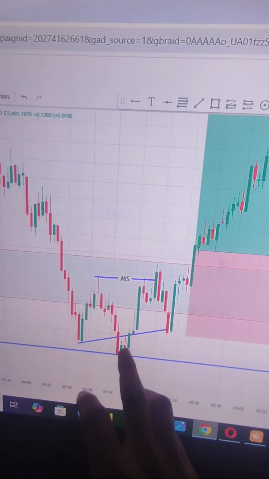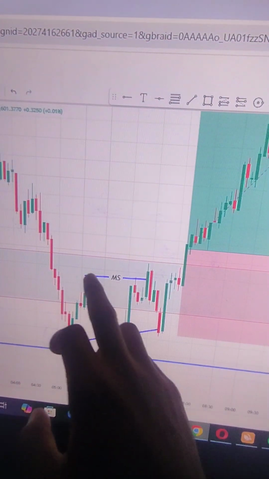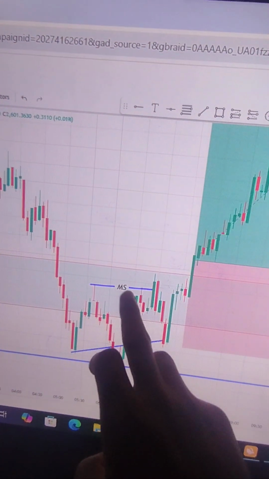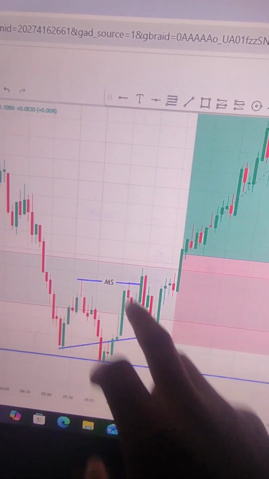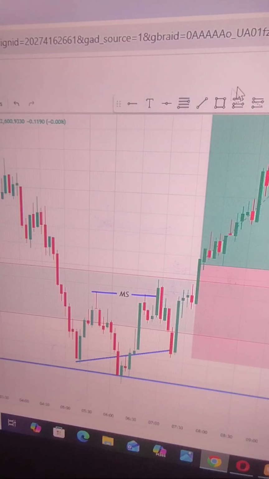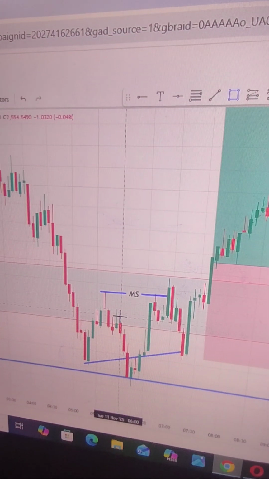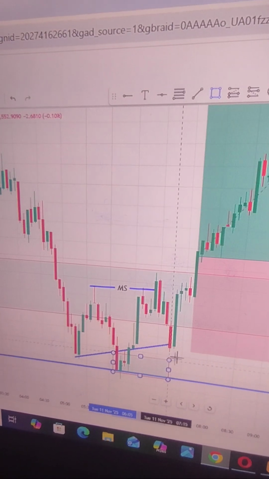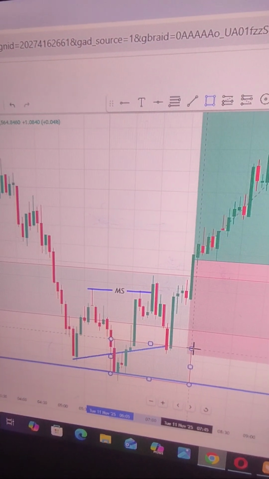What happened here was this: the market pulled up again. This was where we got the market shift. This is where the market shift happened. Before the market shift happened, remember, when a market shift happens, it will have to pull back again to the last order block that caused the market shift.